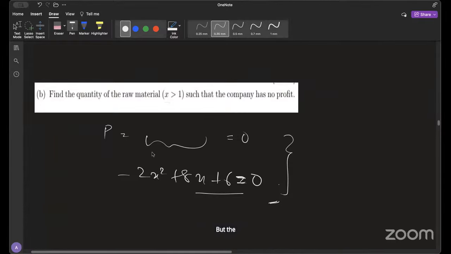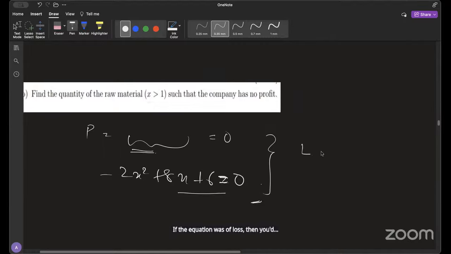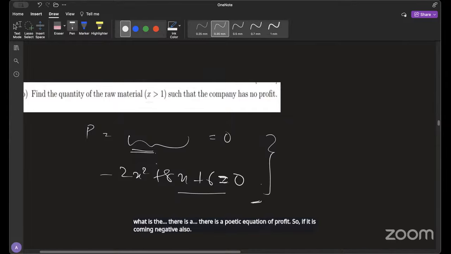But the equation is of the profit. You have not been given the equation of loss. If the equation was of loss, then you'd probably say that either you have positive loss or you have zero loss. But if profit is coming negative, that means it's a loss. Yeah, ma'am. Whether it's zero or it's negative, there is no profit. Yes, ma'am. So my approach of thinking was that for every minus value of y, there is a quadratic equation of profit. So if it is coming negative also, that also we have to keep in mind, na ma'am.